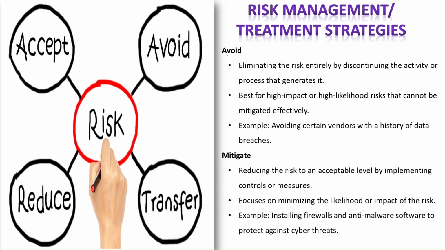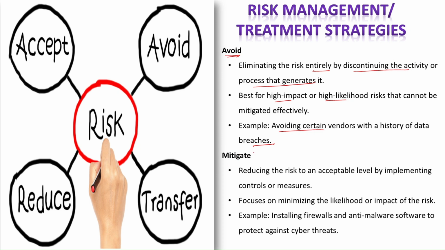Another risk treatment strategy is risk avoidance. So it is eliminating the risk entirely by discontinuing the activity or process that generates the risk. Best for high impact or high likelihood risks that cannot be mitigated effectively. For example, avoiding certain vendors with a history of data breaches.